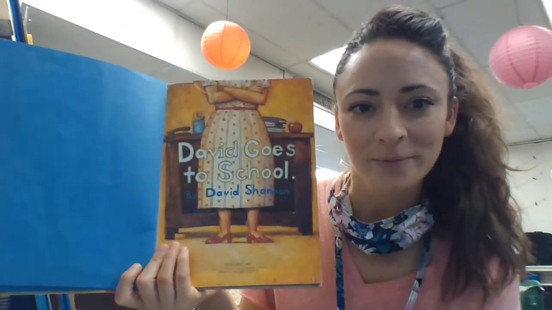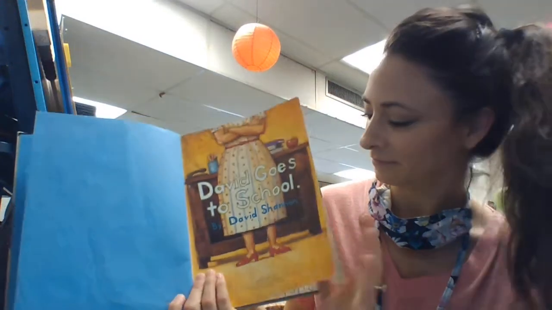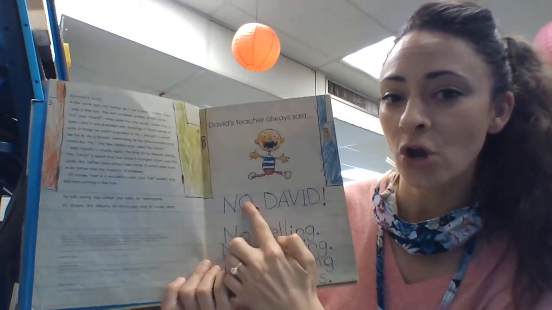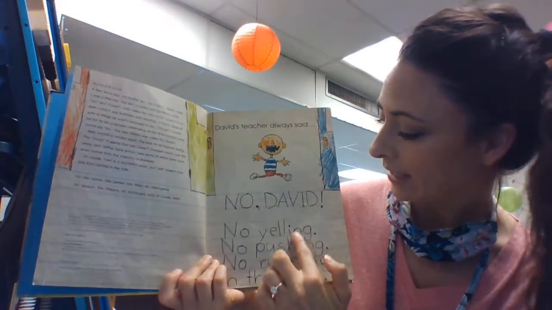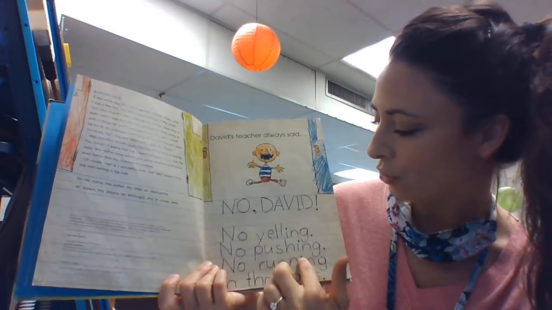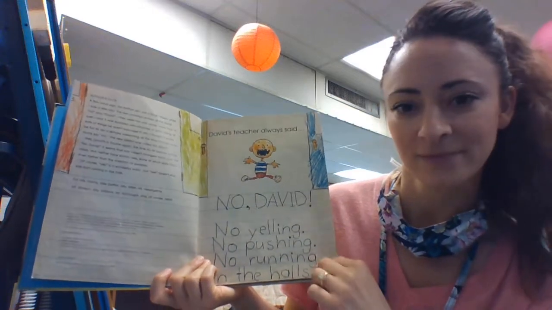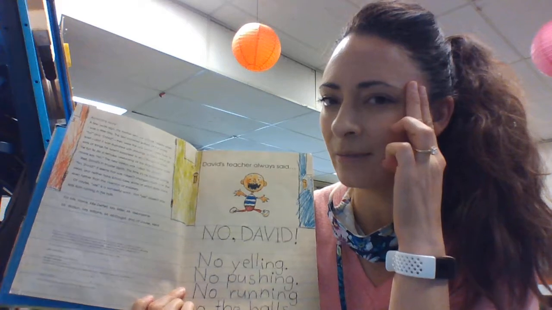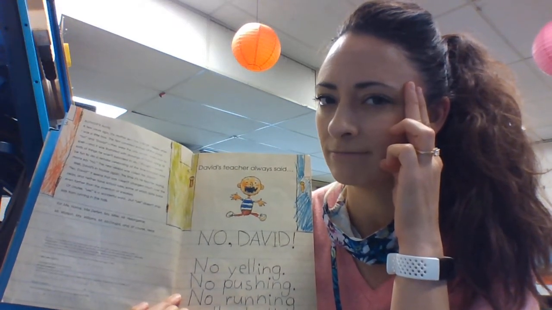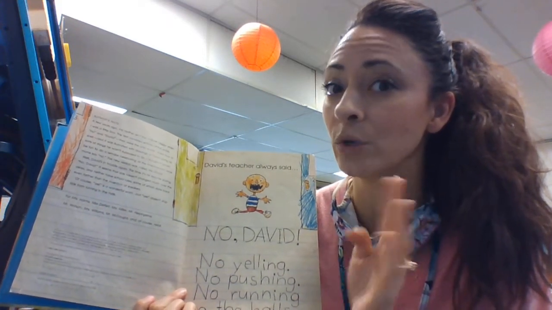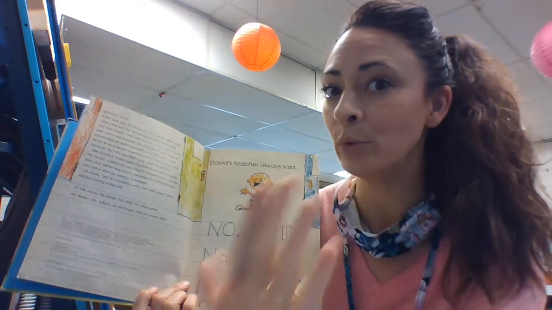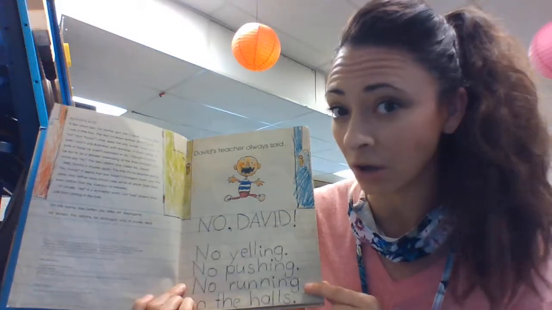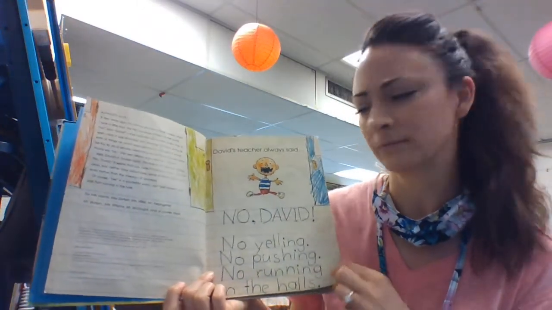David Goes to School by David Shannon. David's teacher always said, "No, David, no yelling, no pushing, no running in the halls." So if he's not supposed to do those things, maybe take just a minute and think about some things he could do instead. If he's not yelling, what should he be doing? If he's not pushing, what should he be doing? And if he's not running in the halls, how should he be moving?